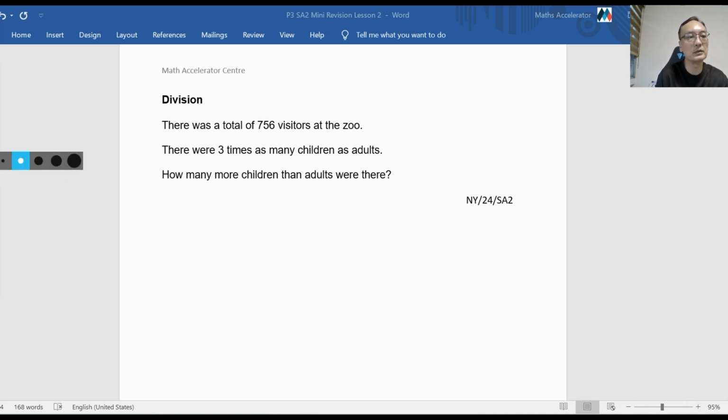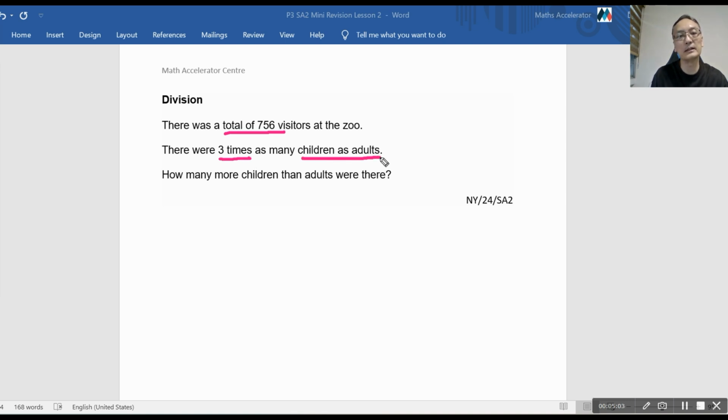Right. As usual, after reading the question, we will highlight the keywords. We know that the total, there are 756 visitors. Next, we have 3 times. Okay, 3 times is the comparison between the children and the adults. And we need to find how many more children than adults. How many more is telling us to find the difference between the children and the adults.